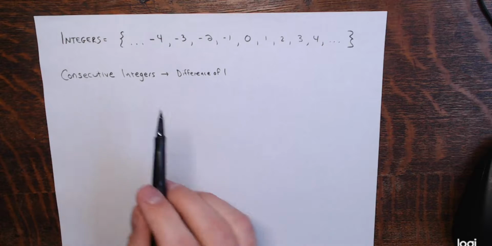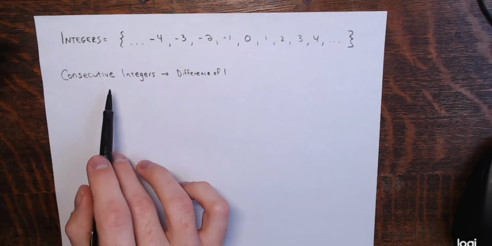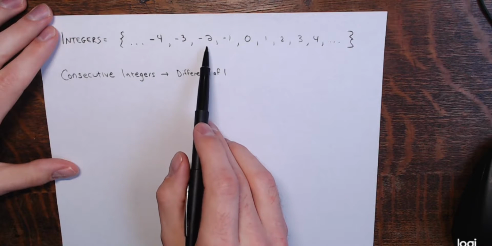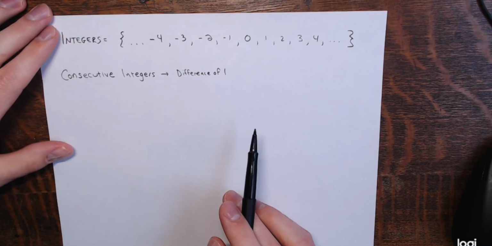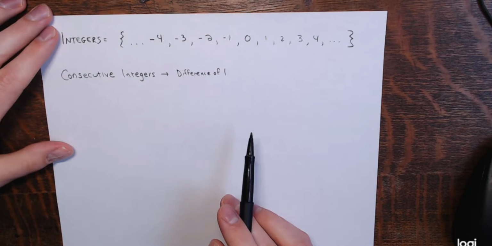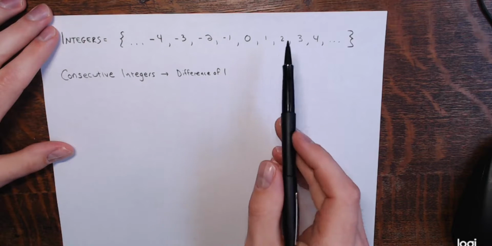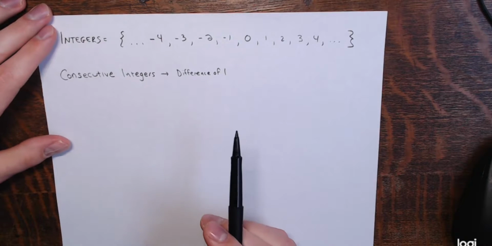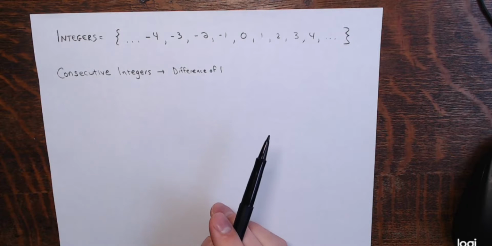Now they may also have problems involving consecutive even integers, which would be -4 and then -2 and then 0, then 2, then 4. Those are the evens, multiples of 2. Those have a difference of 2. Same thing for consecutive odd integers. If you ever see that, that'd be 1, then 3, then 5, then 7. Those also have a difference of 2. So just pay attention if the word even or odd shows up.